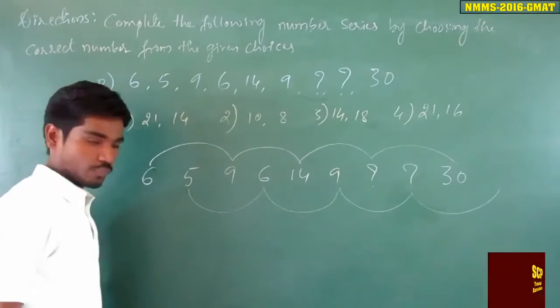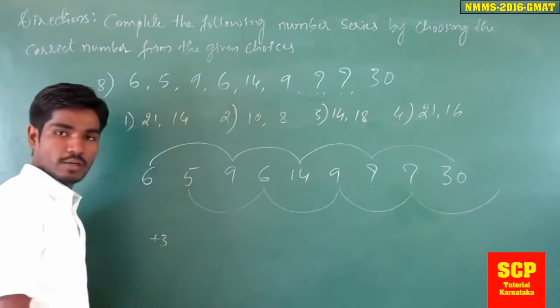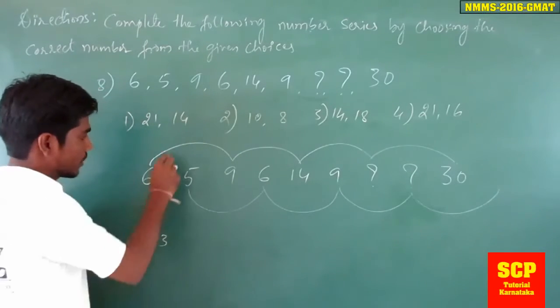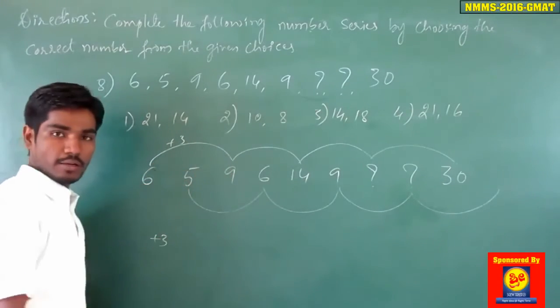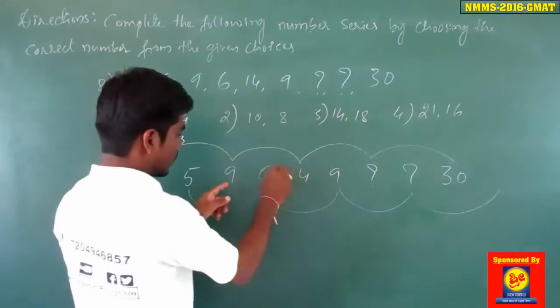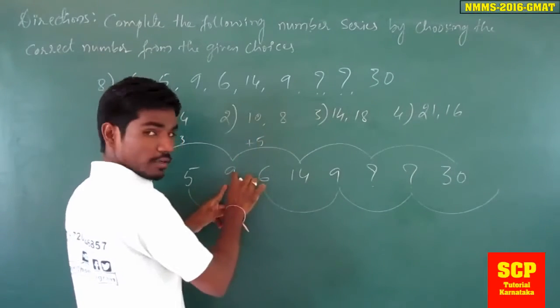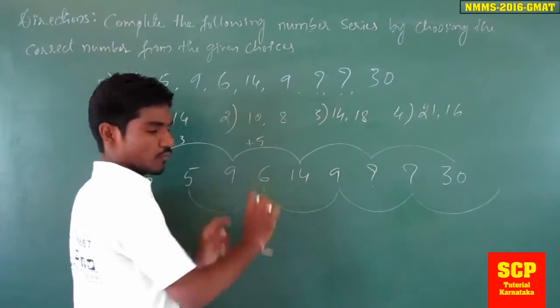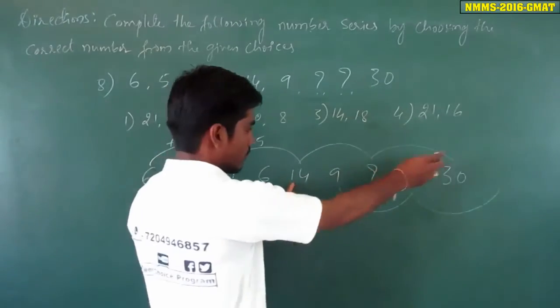Well friends, now observe over here. 6 to 9. If I add 3 to 6, I'll get 9. So that is plus 3. Now from 9 to 14, if I add 5 to 9, that is 9 plus 5, it is 14.